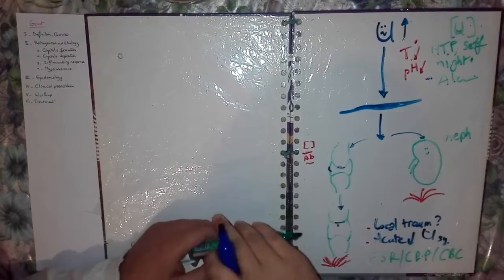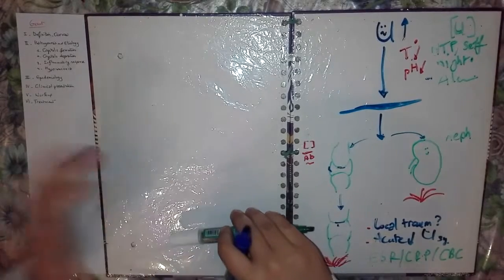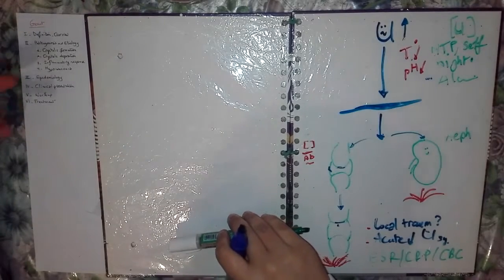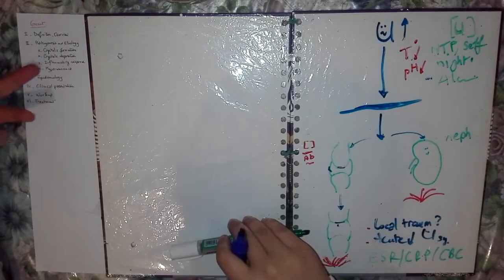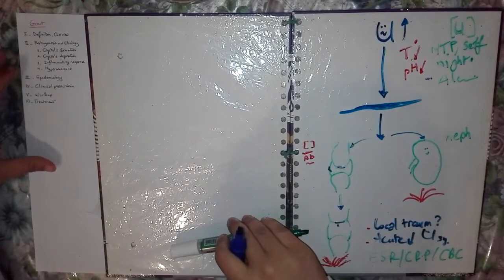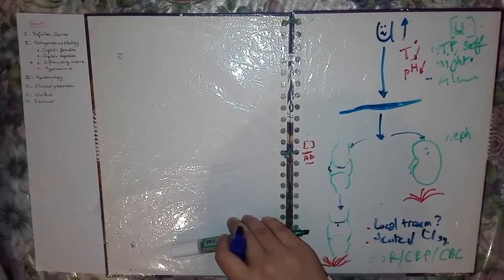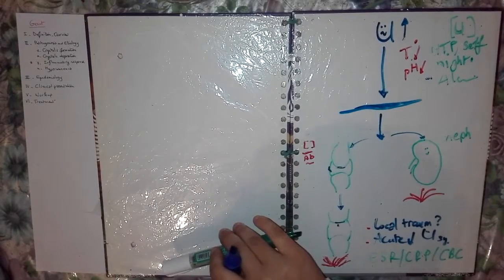In the next videos, we're going to talk about the inflammatory response, hyperuricemia, the etiologies, and we're going to briefly discuss epidemiology, clinical presentation, workup, and treatment. That was gout.